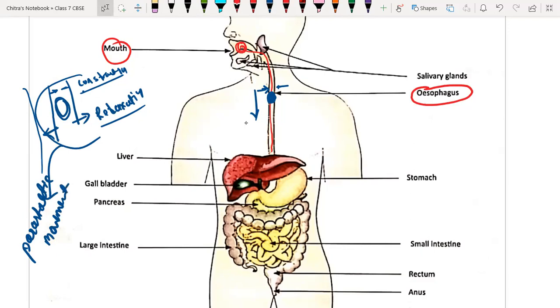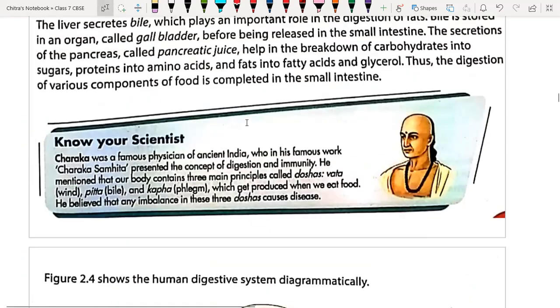What is peristaltic movement? The passage of food in the esophagus due to contraction and relaxation of muscle is called peristaltic movement. Then the food reaches the stomach. We will discuss that later.